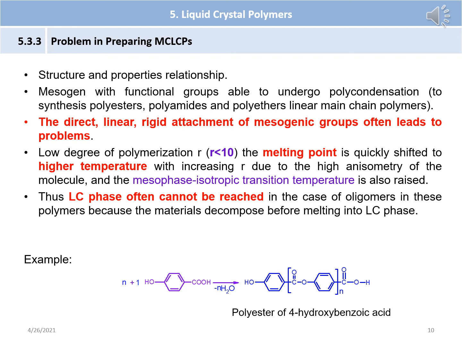With a low degree of polymerization, of less than 10, the melting point is quickly shifted to higher temperature with increasing R due to the high anisometry of the molecule, and the mesophase to isotropic transition temperature is also raised. Thus the liquid crystal phase often cannot be reached in the case of oligomers in these polymers because the materials decompose before melting into the LC phase. For example, let's see the polyester of 4-hydroxybenzoic acid. In this polyester, the mesogenic group is connected directly, linear and rigid.